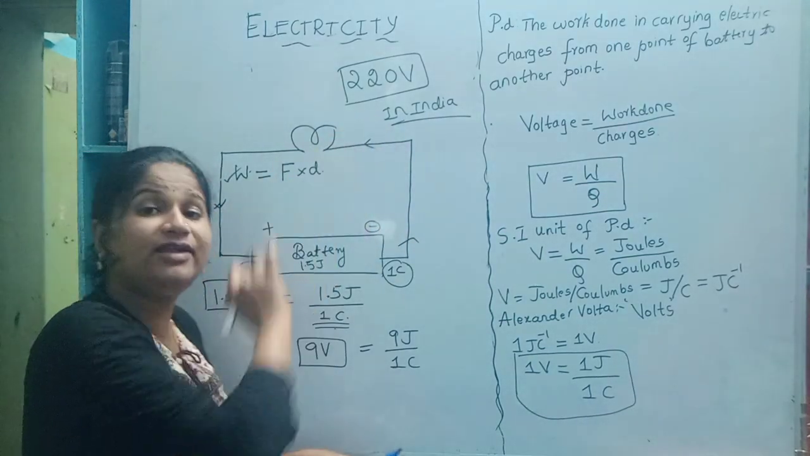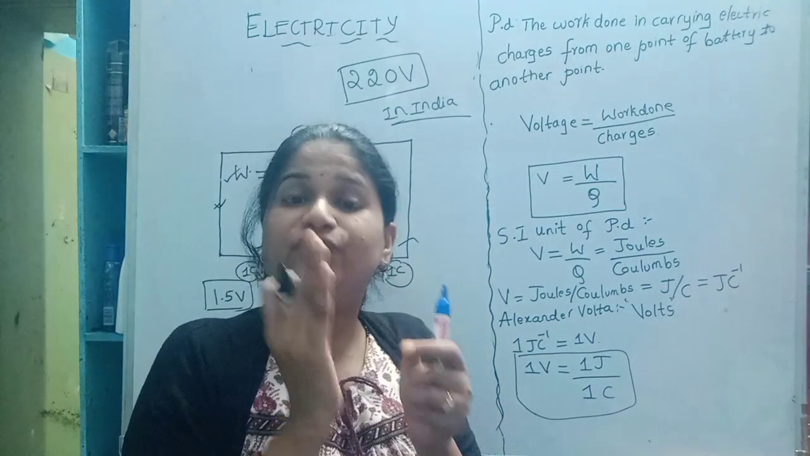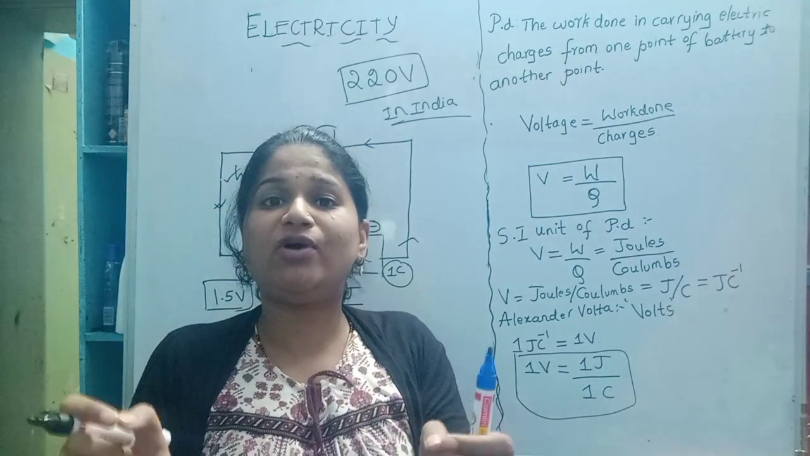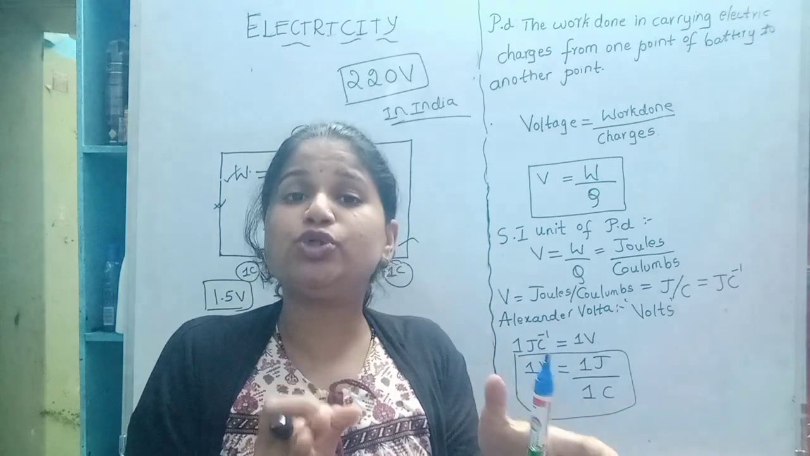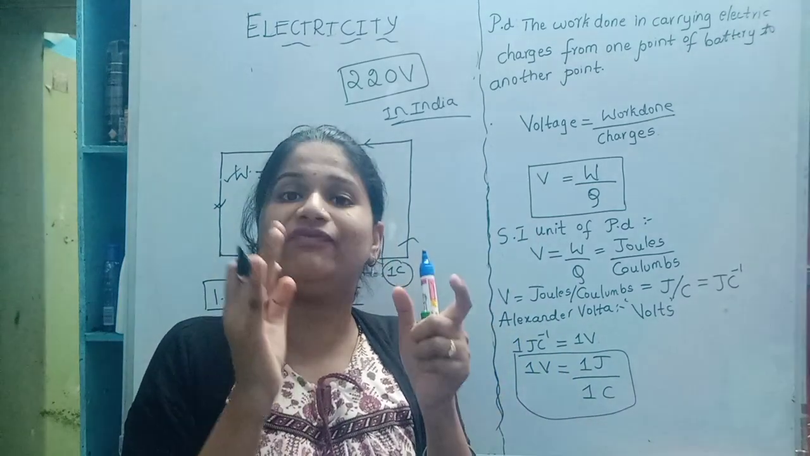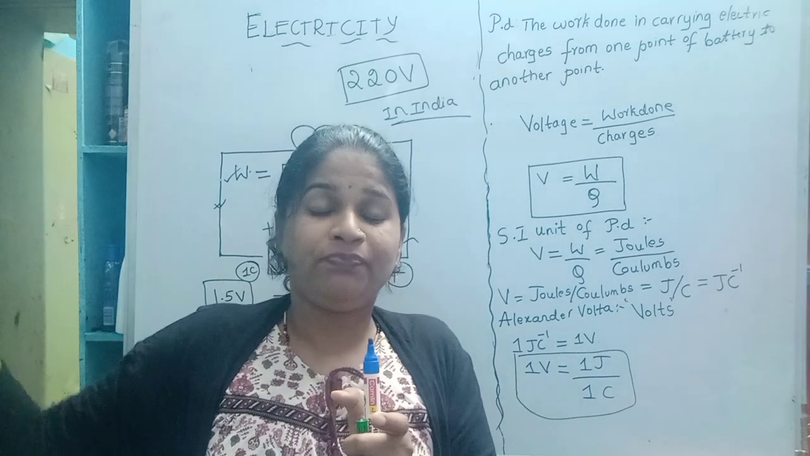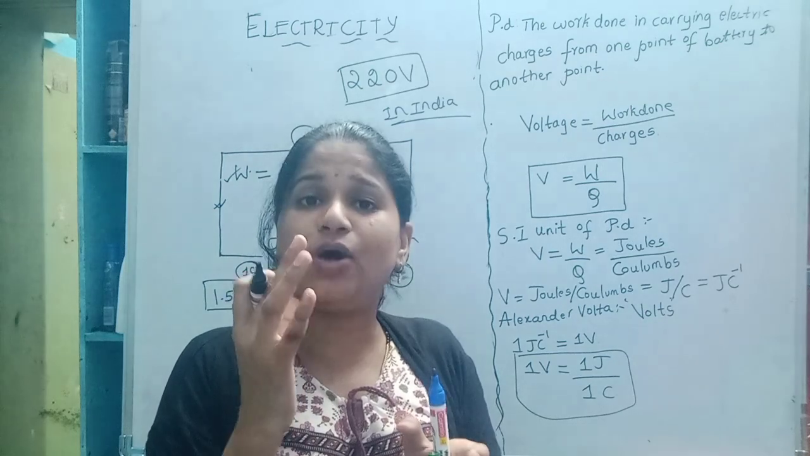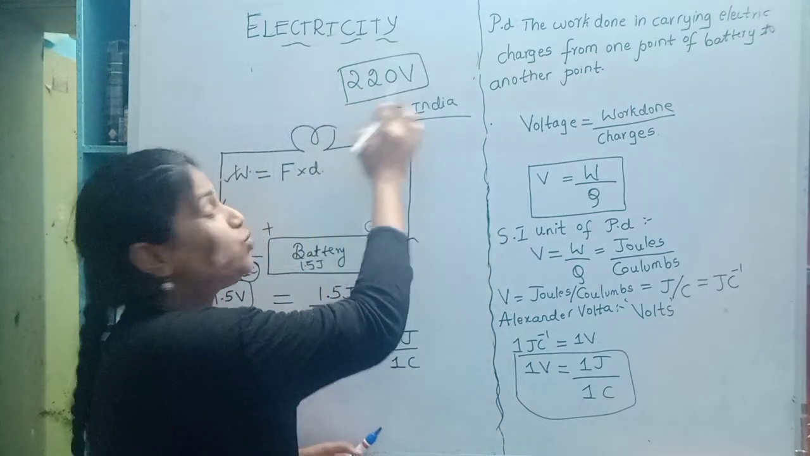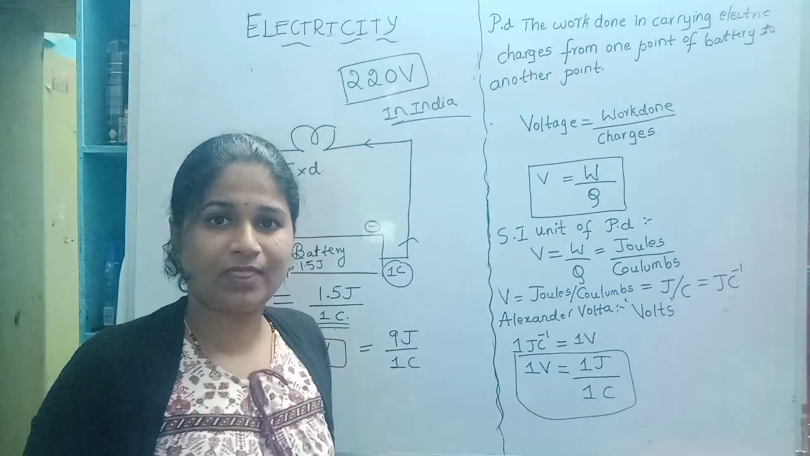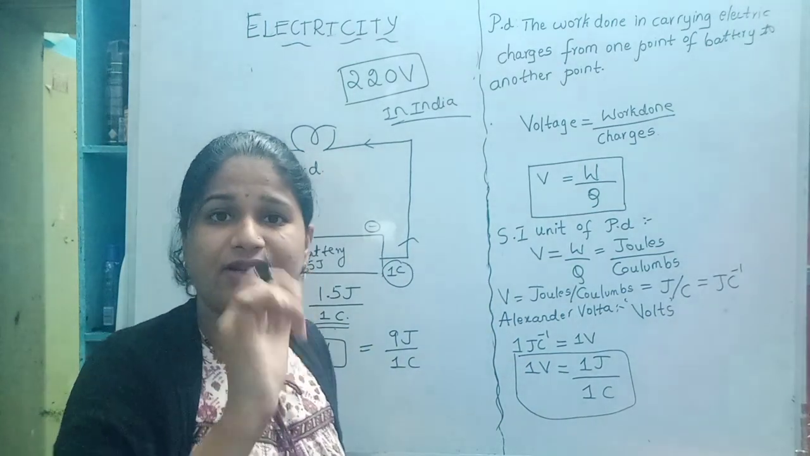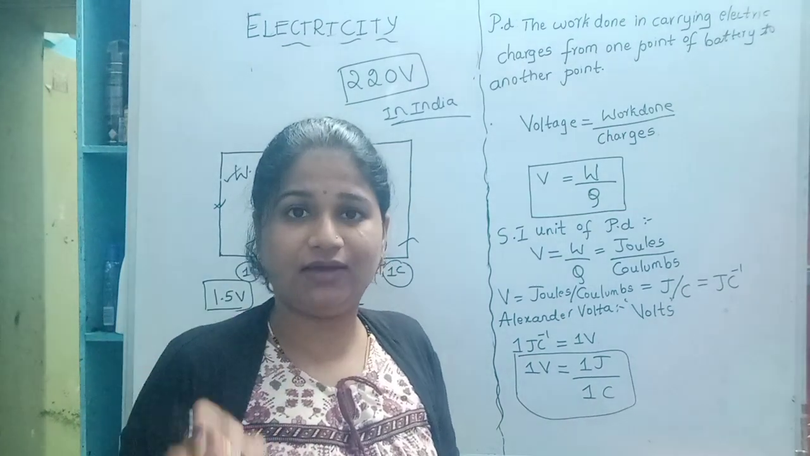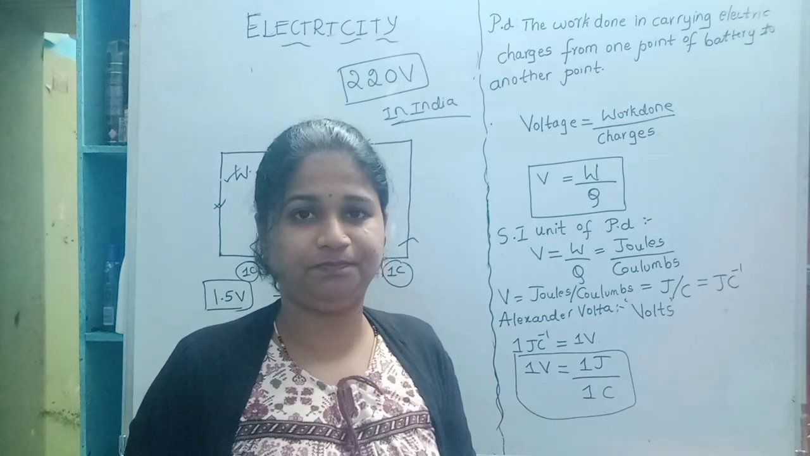So what is this 220 volt? 220 joules of work will be done to carry 1 coulomb of charge from one point to another point. From this 220 volt only we will be running the fans, tube lights, refrigerators, and washing machines. Every electrical appliance in our home will be run by this 220 volt only. Please keep it in mind. It is a general knowledge question. So we have 220 volt in India for the mains of our electric current.